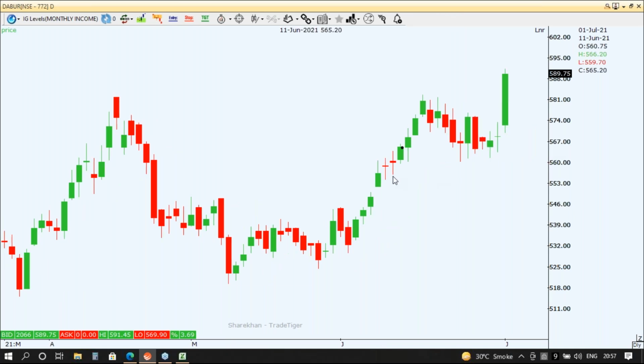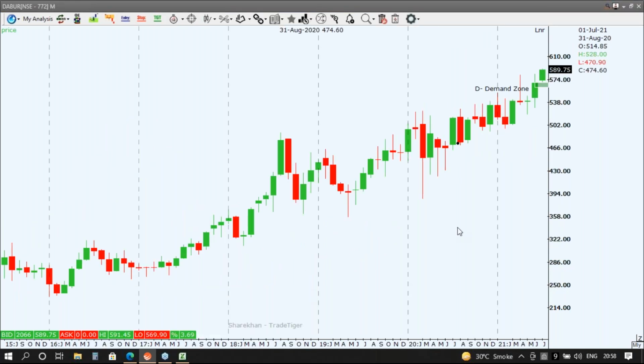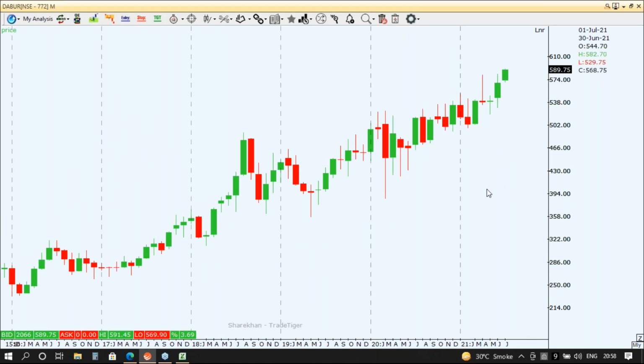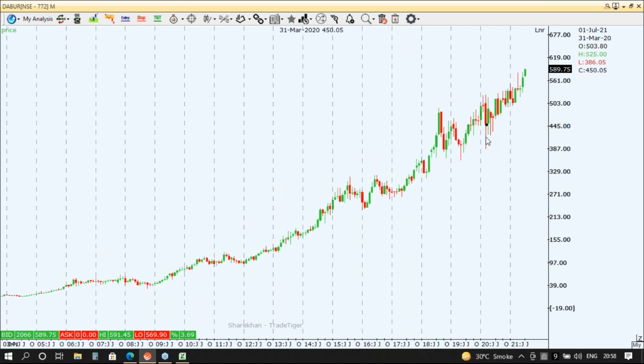Right. What's happening with Dabur on the monthly chart? Dabur on the monthly chart, everyone. What's happening with Dabur over here?